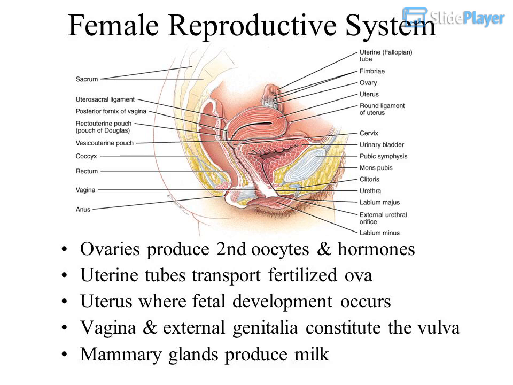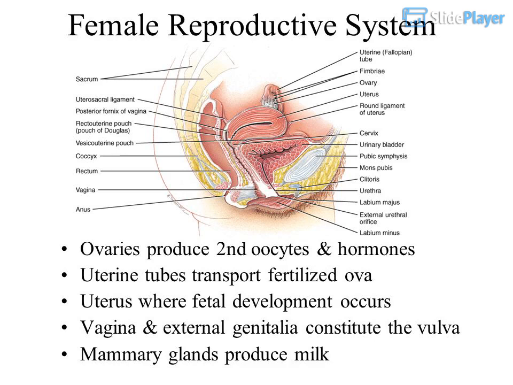Female reproductive system. Ovaries produce secondary oocytes and hormones. Uterine tubes transport fertilized ova. The uterus is where fetal development occurs. The vagina and external genitalia constitute the vulva.